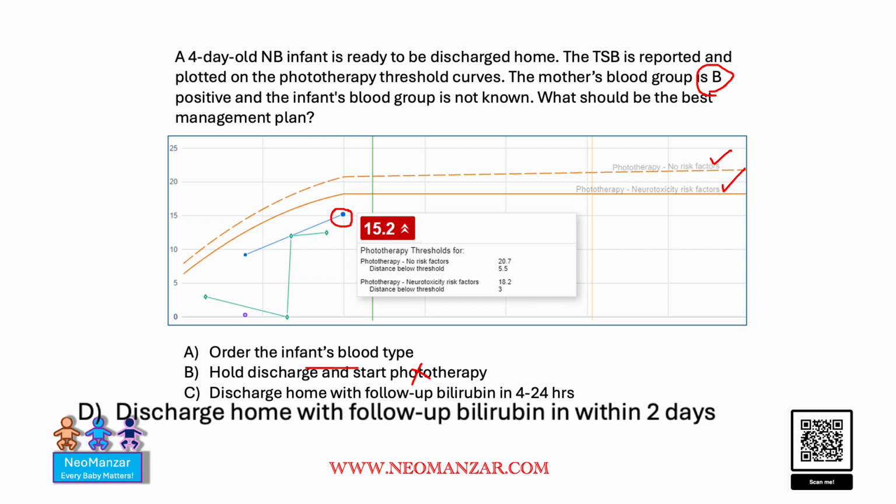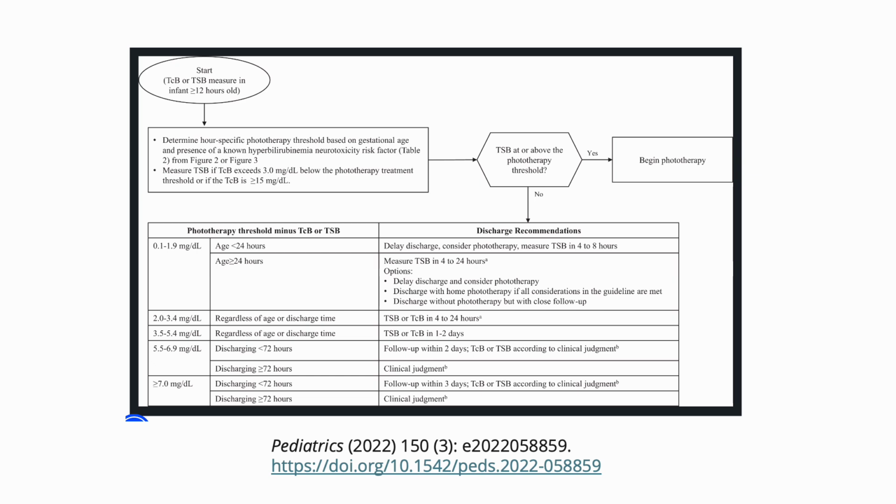Discharge home with the follow-up in 4 to 24 hours. If this baby was at high risk with some ABO, that could be a possibility. But again, look at here, this system really calculates the delta, which is the difference between the threshold and the current level, is 3. And I'll show you in the next slide what we mean by that. So this is the best option here. And this is based on the American Academy of Pediatric reference.